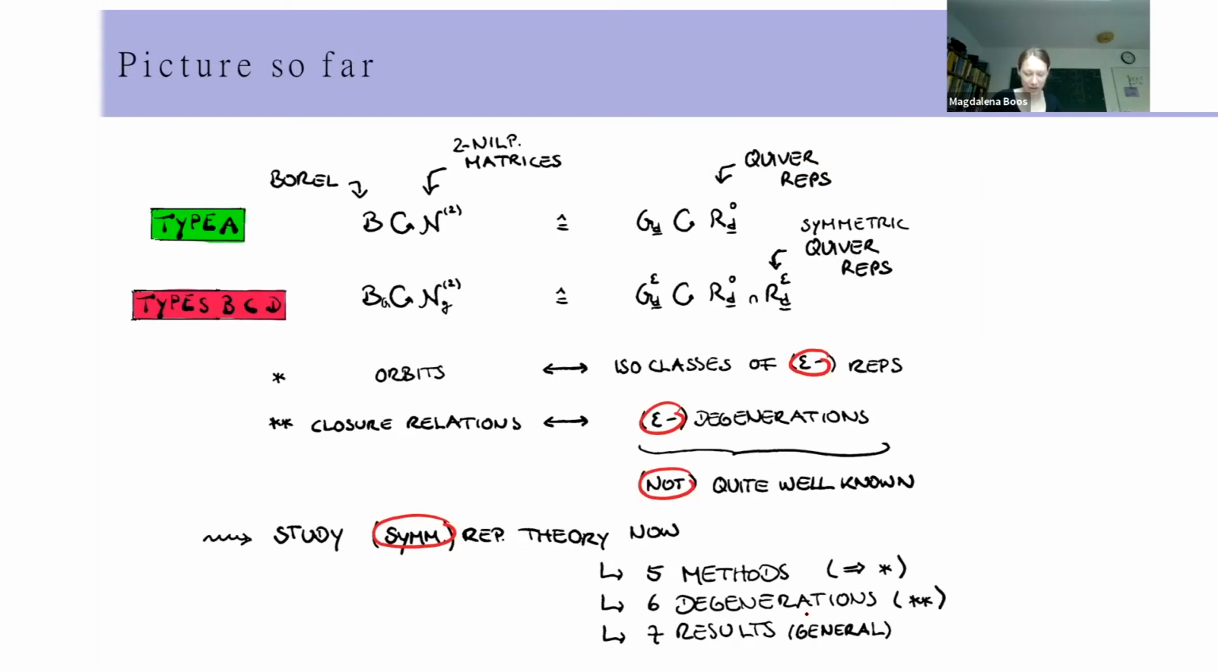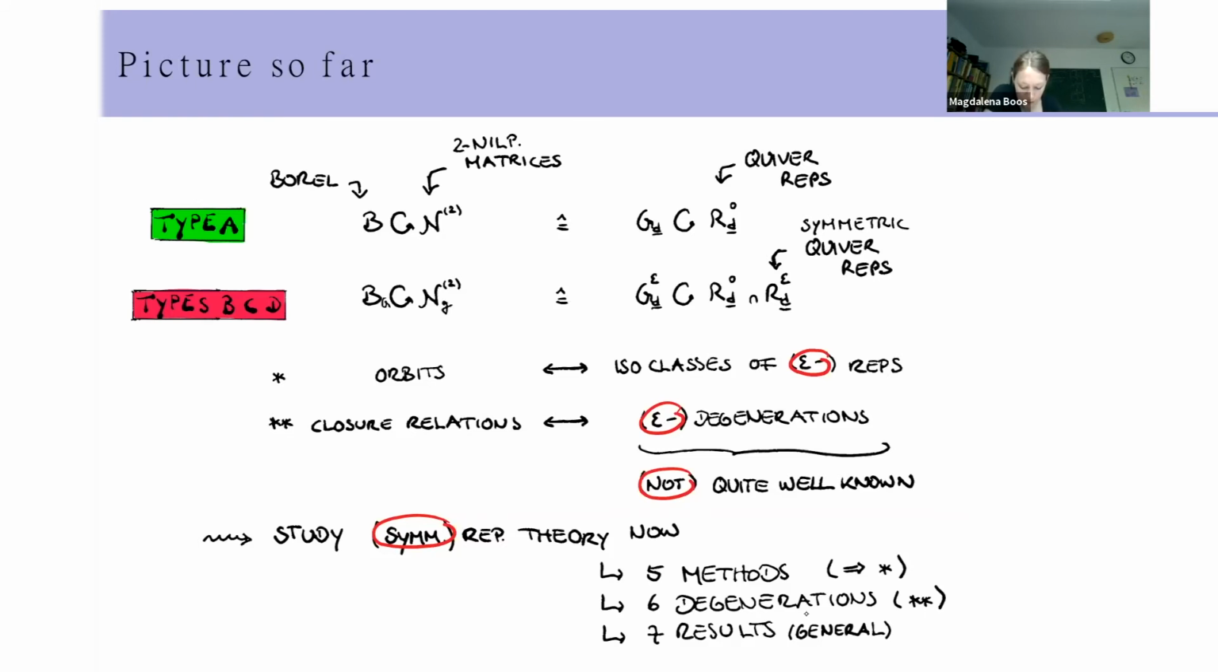Welcome back. Thanks for coming back. This is the picture so far, so let's quickly review. On the left-hand side of the picture, we have the Borel actions on the nilpotent matrices, either in type A or in the other classical Lie types. And what we found out was that we have a translation via an associated fiber bundle to isomorphism classes of quiver representations or epsilon representations and their degenerations. We want to study orbit and closure relations.